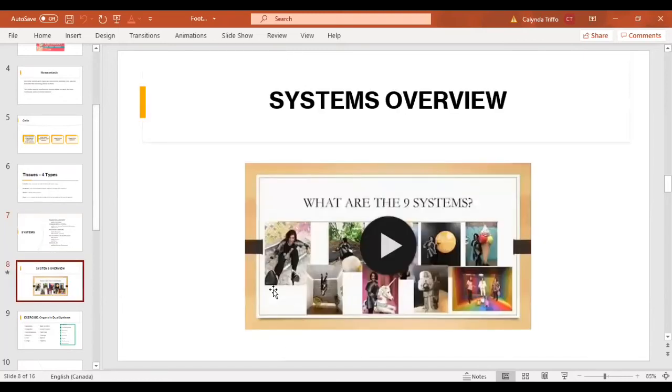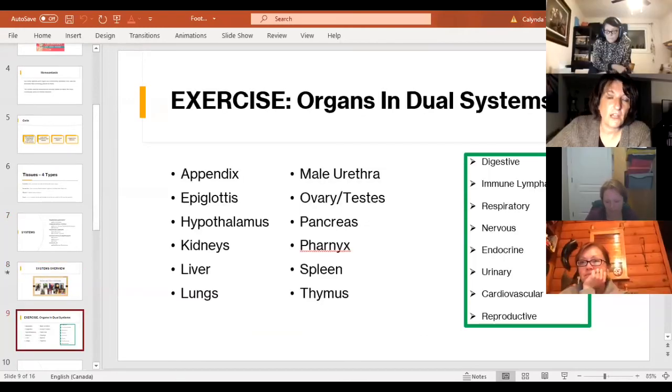With one of the classes that I had, in order to kind of give you a systems overview at a very high level, we broke it down into a little bit more fun, and so that it's a little bit easier to understand. Okay, so now we are going to do an exercise for organs in dual systems.